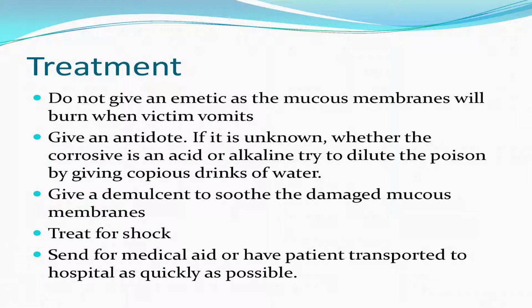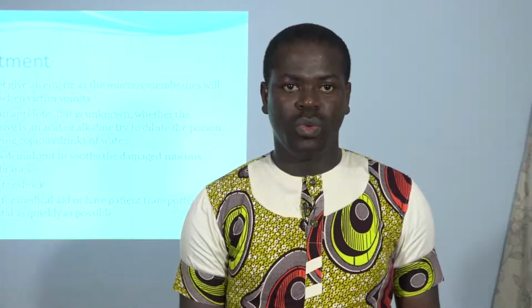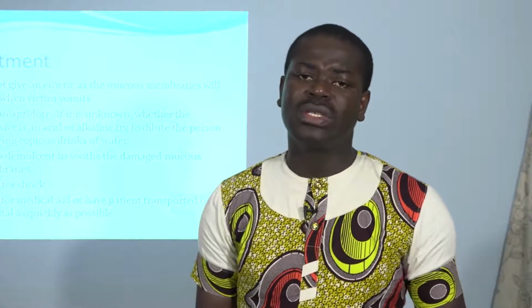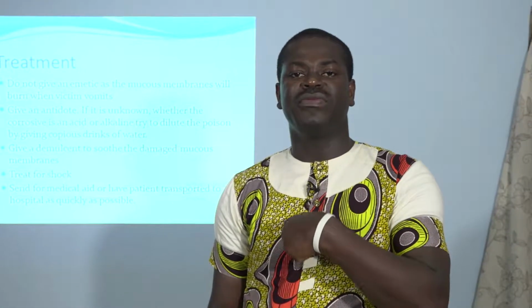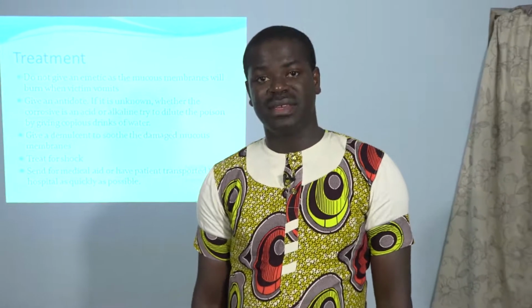Do not give an emetic, as the mucous membrane will burn when the victim vomits. Why will it burn when the victim vomits? The content of the stomach is also acidic. So if the esophagus up to the throat is burnt, and the individual is vomiting again through the same pathway that is burnt, and the content being vomited out also contains acid, you can only imagine, it will cause severe pain.